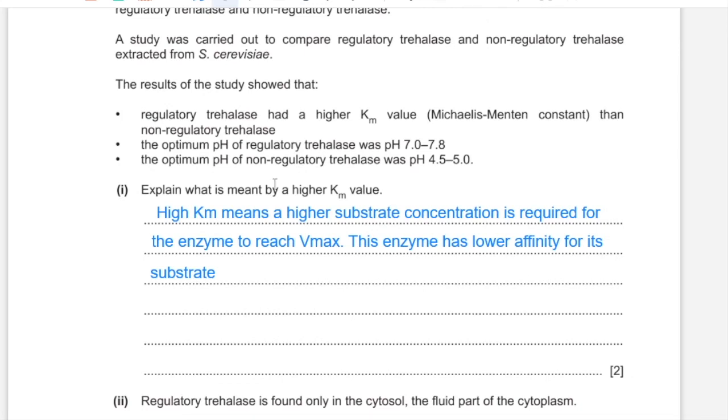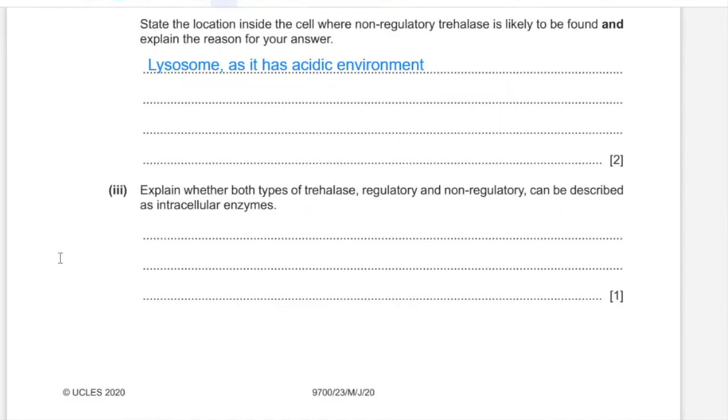has an optimum pH of somewhere between 4.5 to 5, which is an acidic pH. Lysosome and vacuole have acidic environment, and therefore this enzyme would be found in them. 3. Explain why both types of trehalase, regulatory and non-regulatory enzyme, can be described as intracellular enzymes. That is so because both of these enzymes can perform inside the cell, so they'd be called intracellular enzymes.